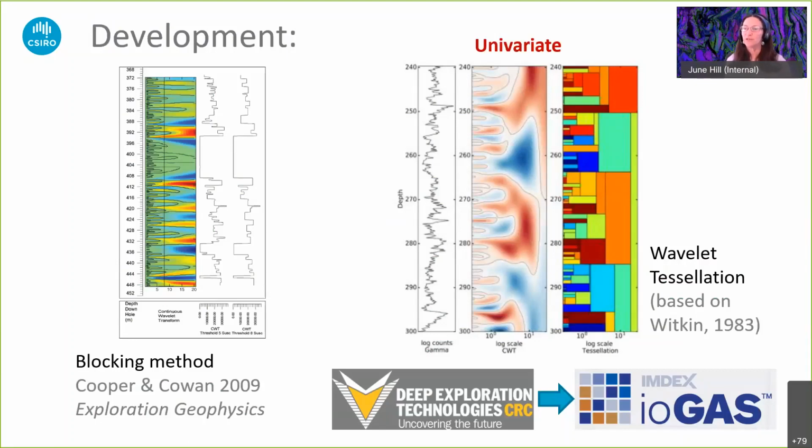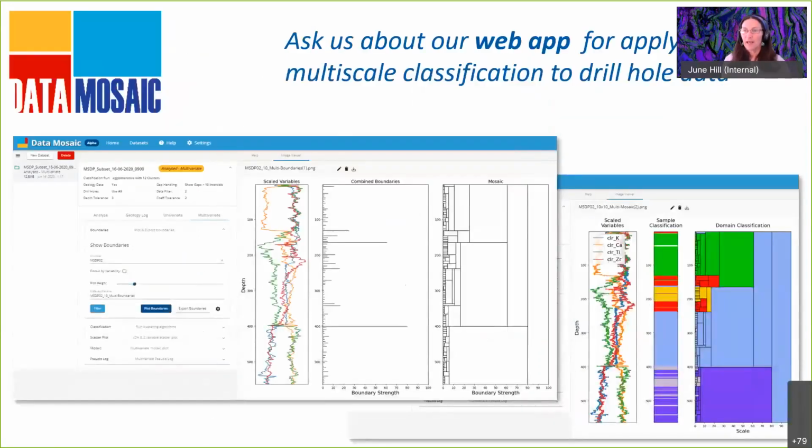The only thing to note is the one in IAGAS is univariate, and that's all we had time to develop during the DETCRC. Subsequent to that, CSIRO has been doing more work on this, and now that's where we've developed the multivariate. We've also made the algorithm a bit more efficient, faster, and we've made our multivariate version available on the web. So we've got a web app, it's called Data Mosaic.